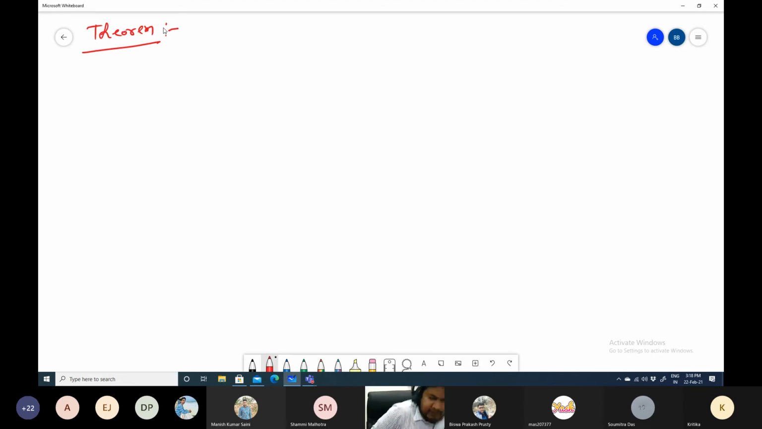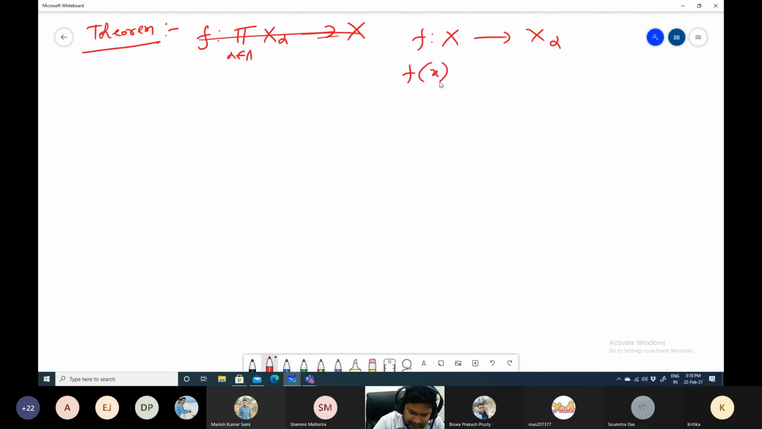So let me first finish this theorem. That is one. Now it says that, say the product of X alpha, and say f is a function such that f of x is given as f of alpha x. In this way we define a function f.